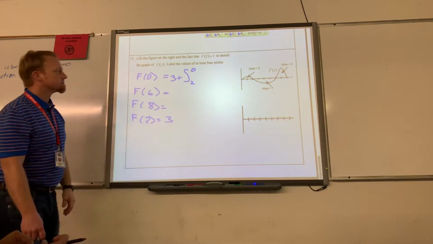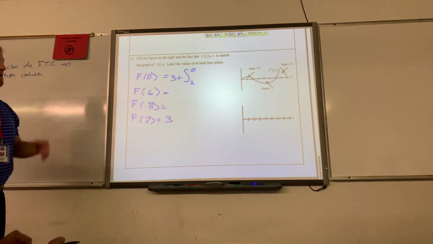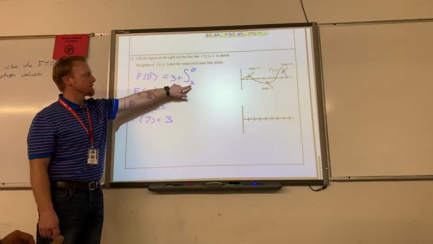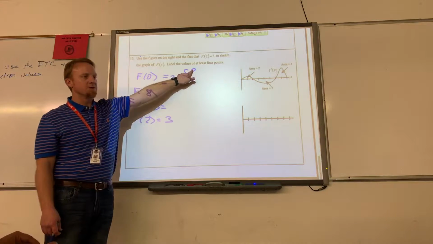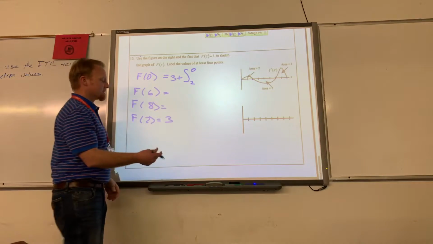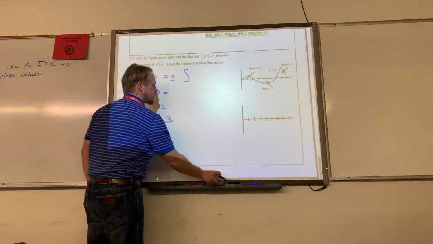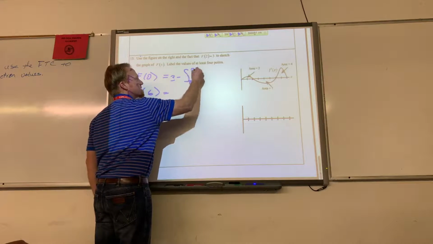Why wouldn't 0 to 2 work? Well, I'm getting ready to switch it. But you always want to start with this. What they give you goes here. What you want goes there. Then I can switch it. So if I switch it, then this changes to a minus, and this changes to 0 to 2.